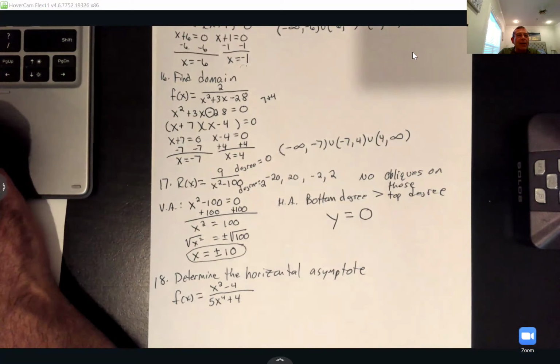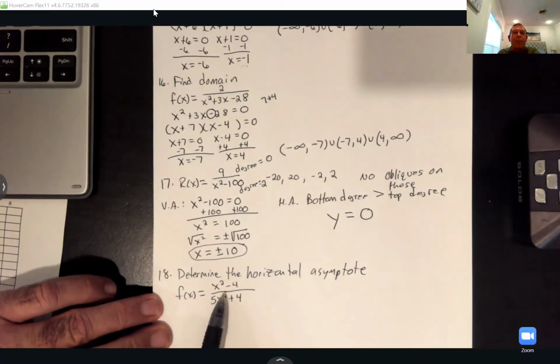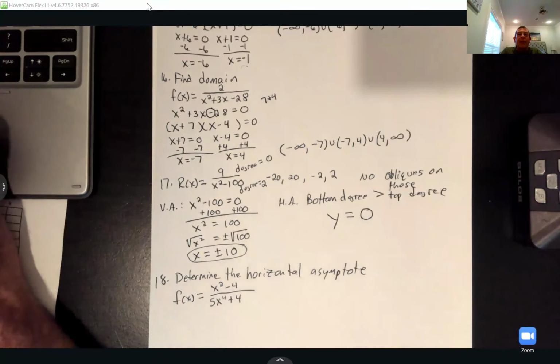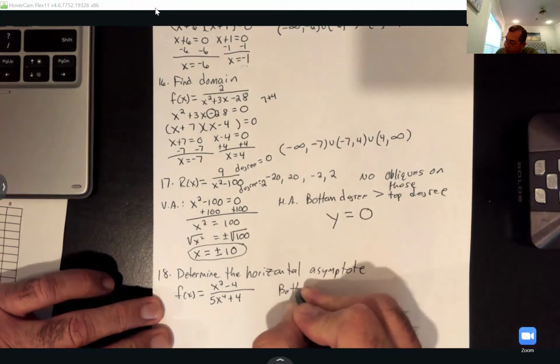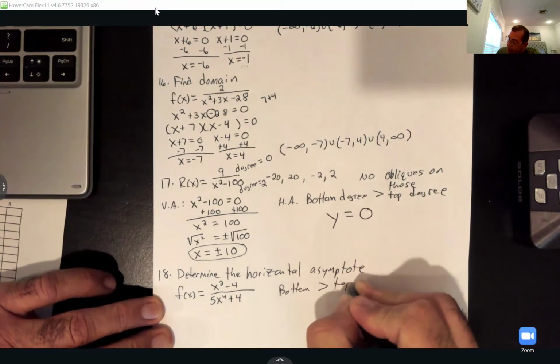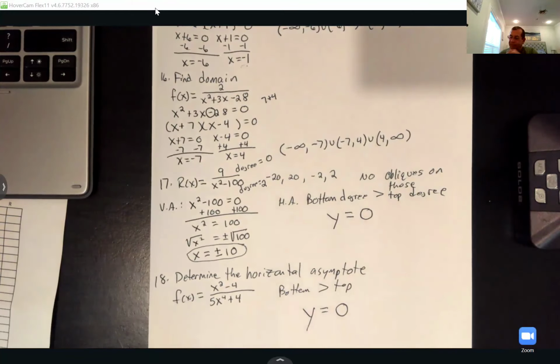All right, my chat's lighting up. Y equals 0, right? Because y'all, degree 4 in the bottom, degree 2 on the top. 4 is bigger than 2. So Reed, you and Nancy looking good, okay? So this is bottom greater than the top. So once again, it is definitely y equals 0.